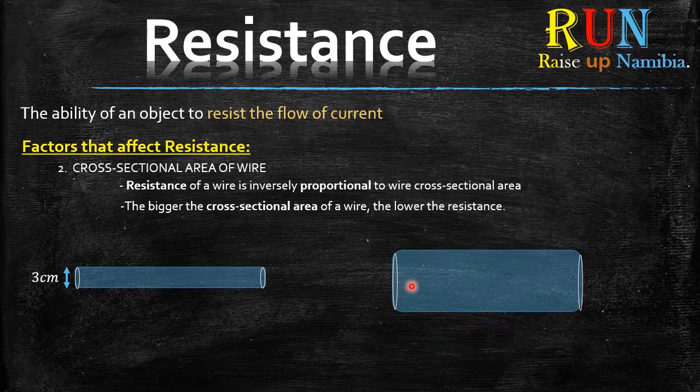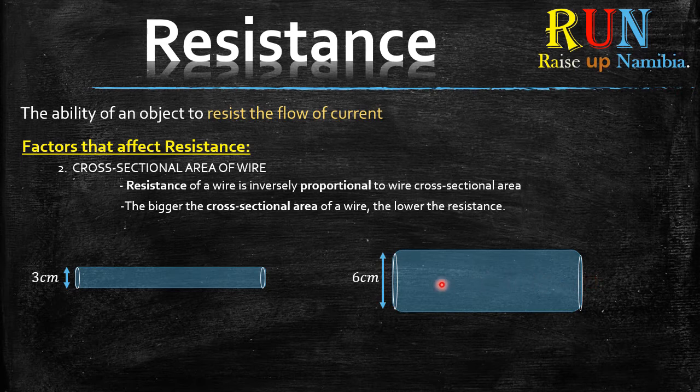And then we have the same exact wire, but with a thicker diameter or with a thicker cross-sectional area, which is 6 centimeters. Now, in comparison, these two wires, which one do you think will have more resistance? The one with a smaller cross-sectional area, because it's inversely proportional, meaning when the cross-sectional area is small, then the resistance is a lot. But when the cross-sectional area is larger, the resistance goes down.